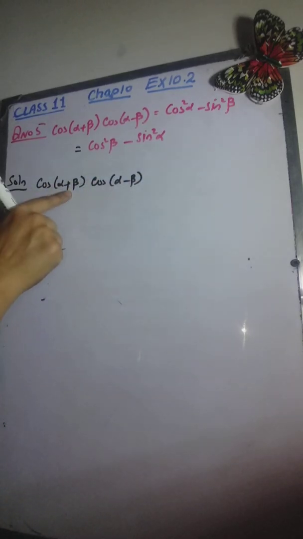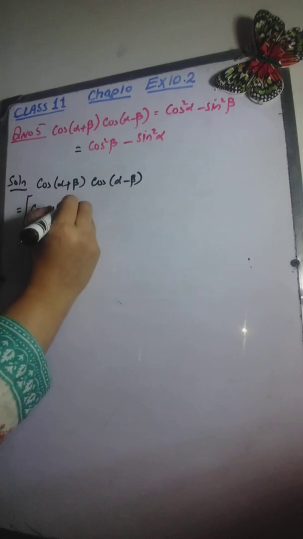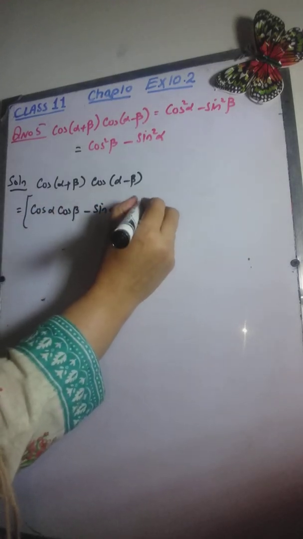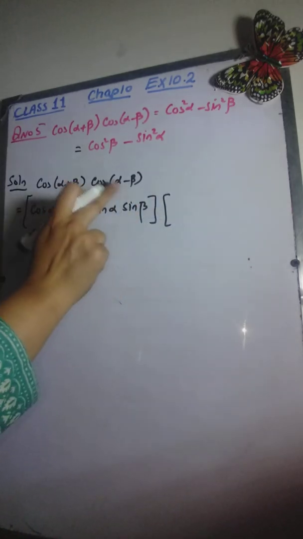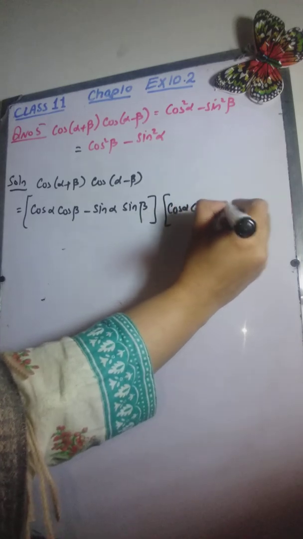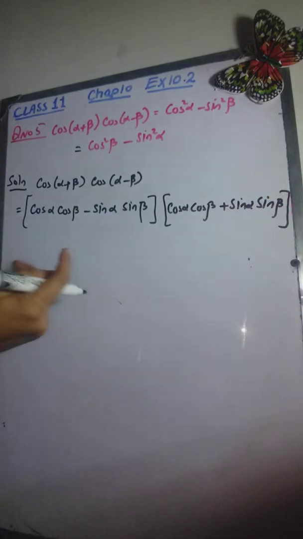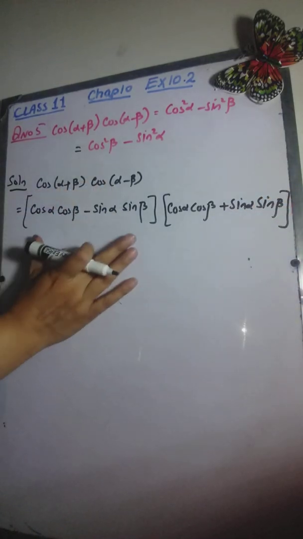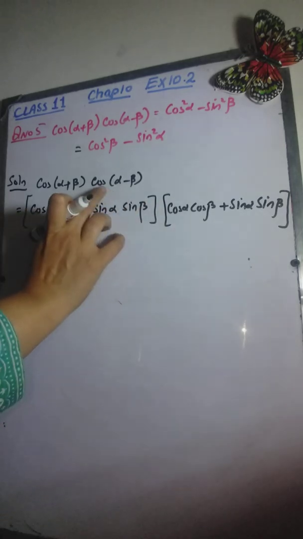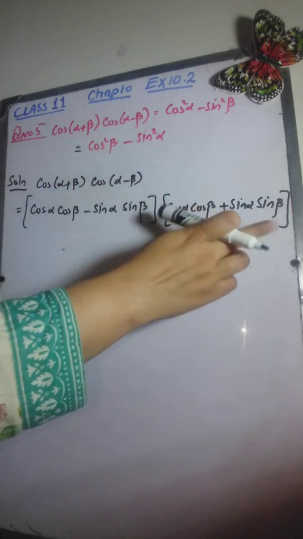Writing now cos of alpha plus beta, by using the identity we know that this is equal to cos alpha cos beta minus sin alpha sin beta, and cos alpha minus beta is cos alpha cos beta plus sin alpha sin beta. Now we have to multiply. I have replaced cos alpha plus beta by the right hand side of the identity, and cos alpha minus beta by cos alpha cos beta plus sin alpha sin beta.